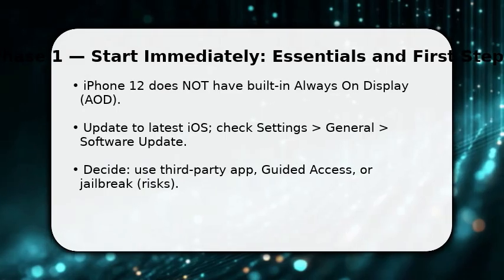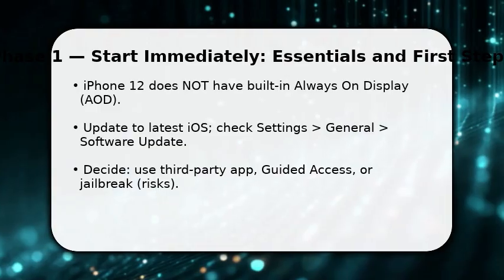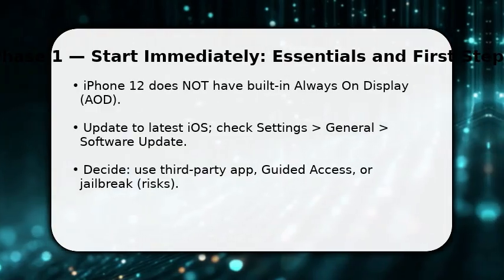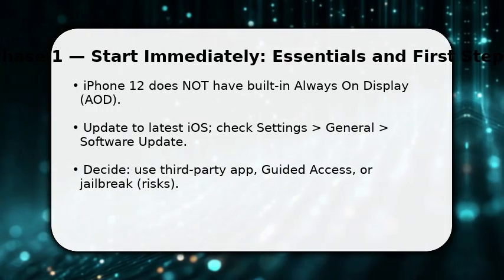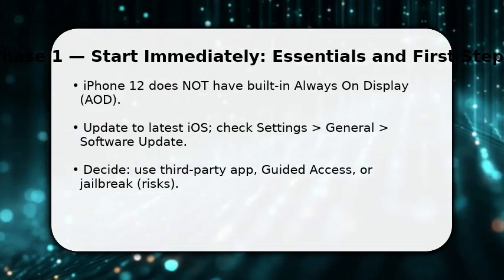You need to start with facts. The iPhone 12 does not include a native always-on display, so you must use workarounds. First, update to the latest iOS. This ensures compatibility with clock or screen apps. Once done, decide which path you'll take.